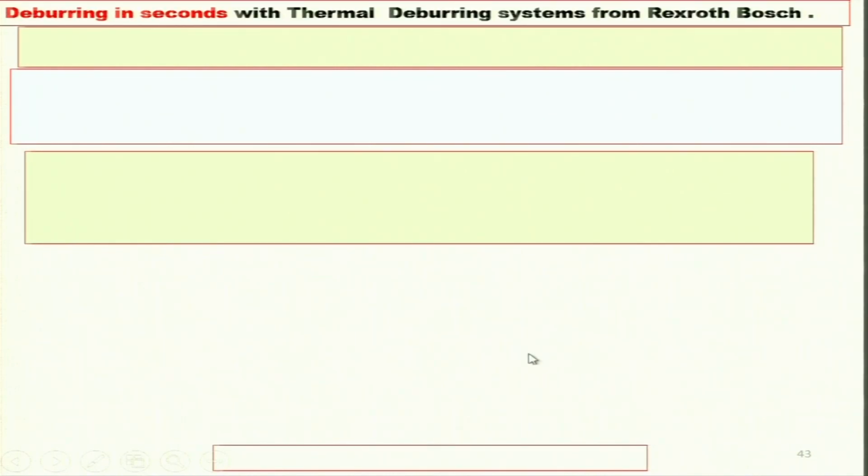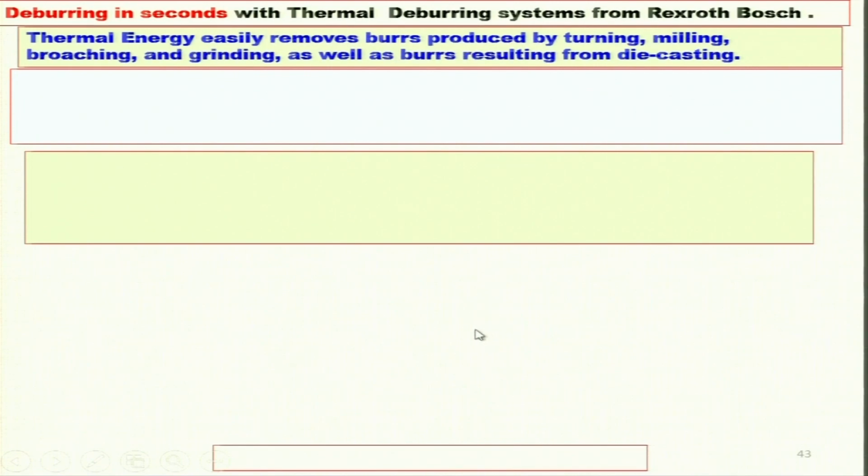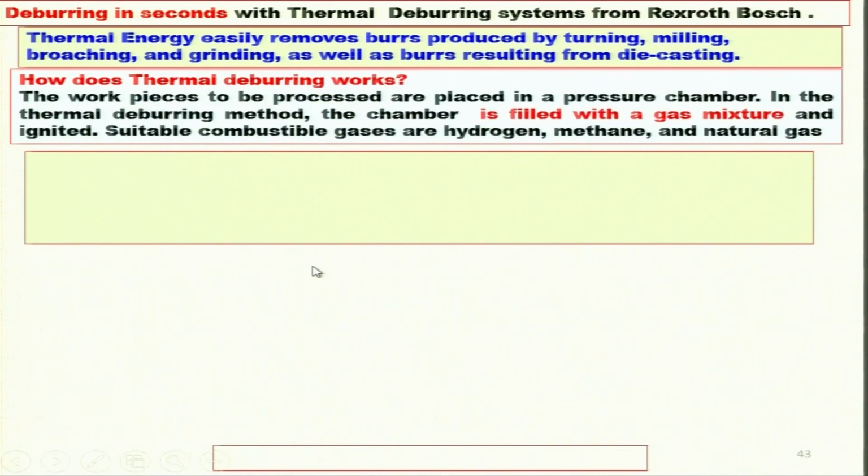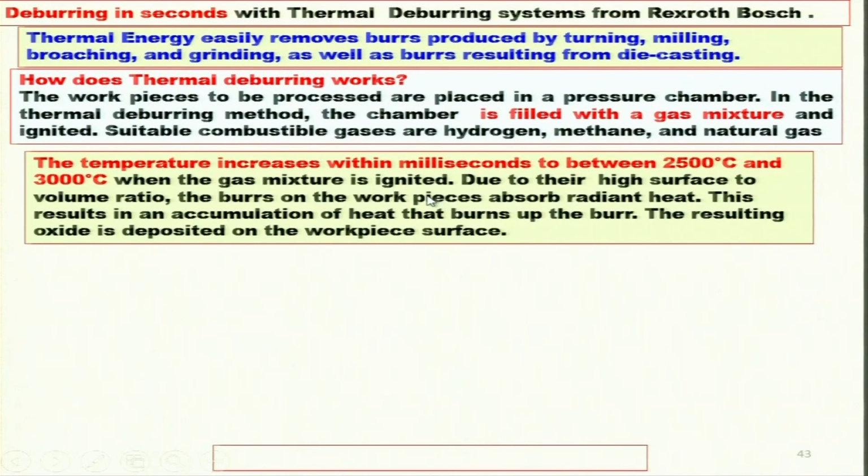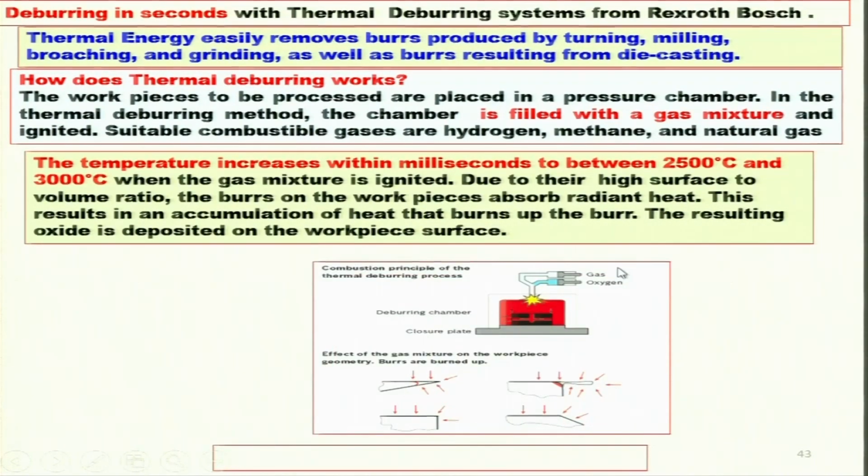Deburring in seconds with the thermal deburring system from Rexroth Bosch. Thermal energy easily removes burrs produced by turning, milling, broaching and grinding, as well as burrs resulting from die casting. How does thermal deburring remove burrs? The workpieces to be processed are placed in the pressure chamber. In the thermal deburring method, the chamber is filled with gas. I have already explained this to you and I have shown it.